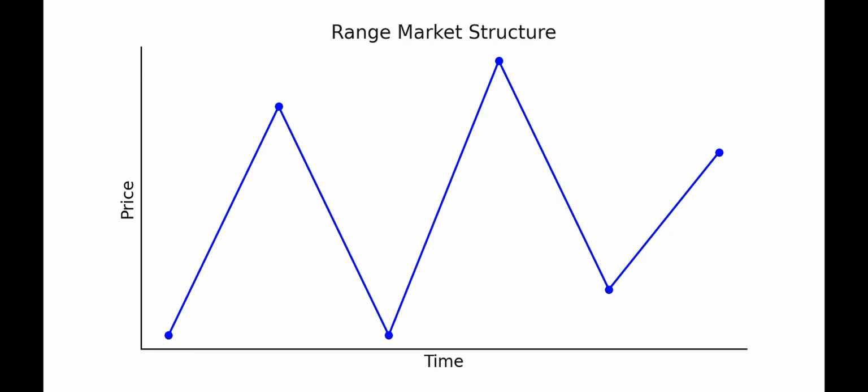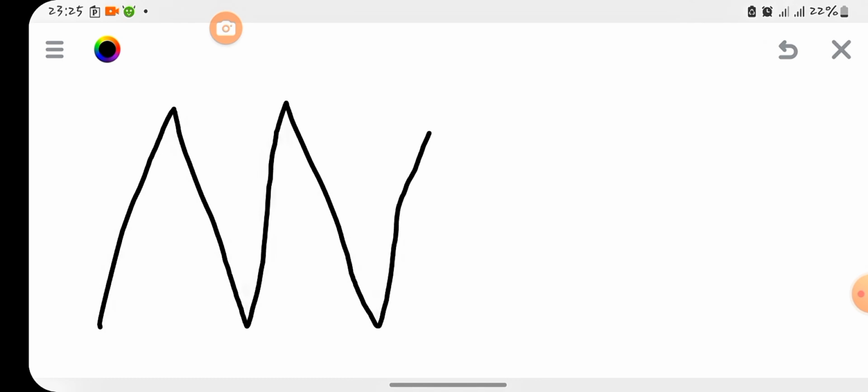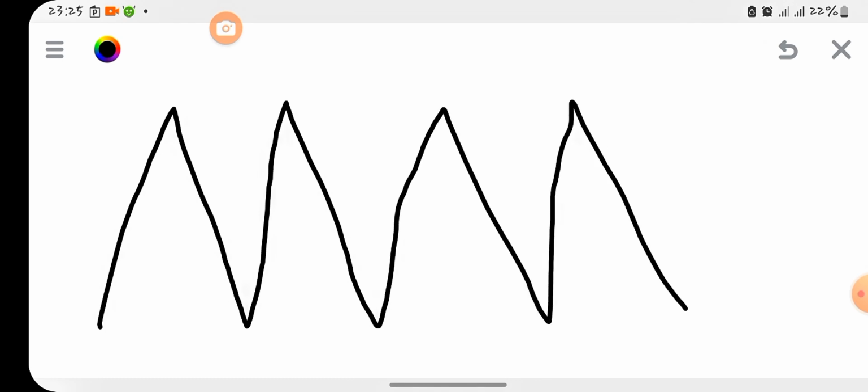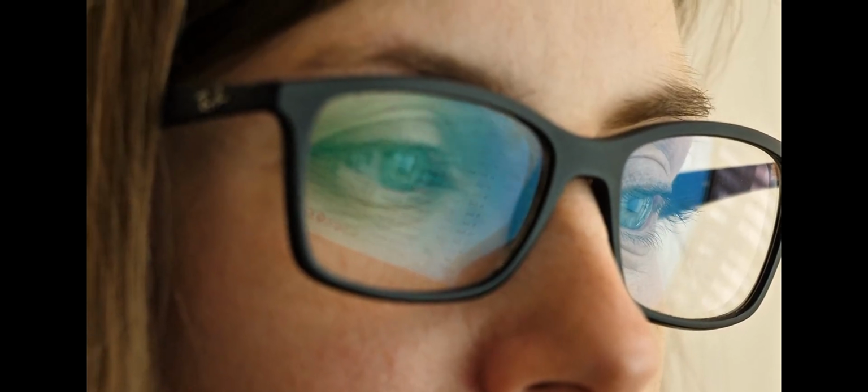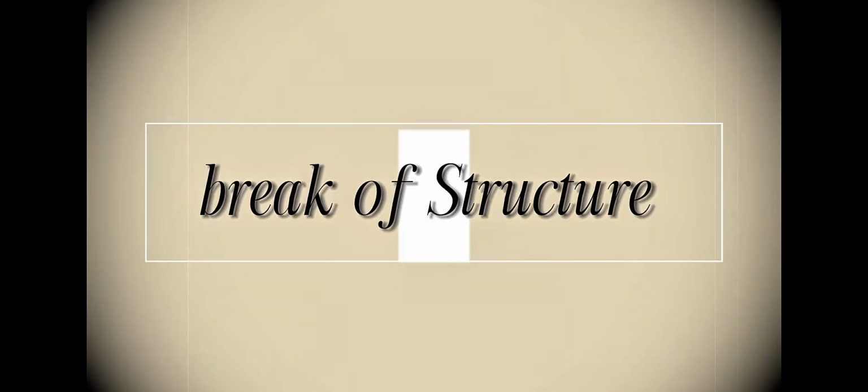Consolidation, range-bound market. Sometimes price doesn't trend. It moves sideways. This is called a range or consolidation. For example, EUR/JPY might bounce between 160.00 and 160.80 for days. In this case, you can either scalp between support and resistance or wait for a breakout. Just don't get trapped trading inside the noise.